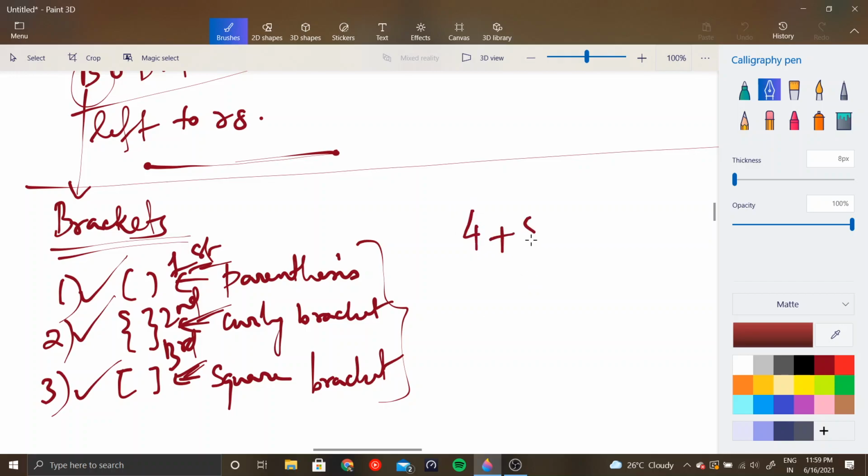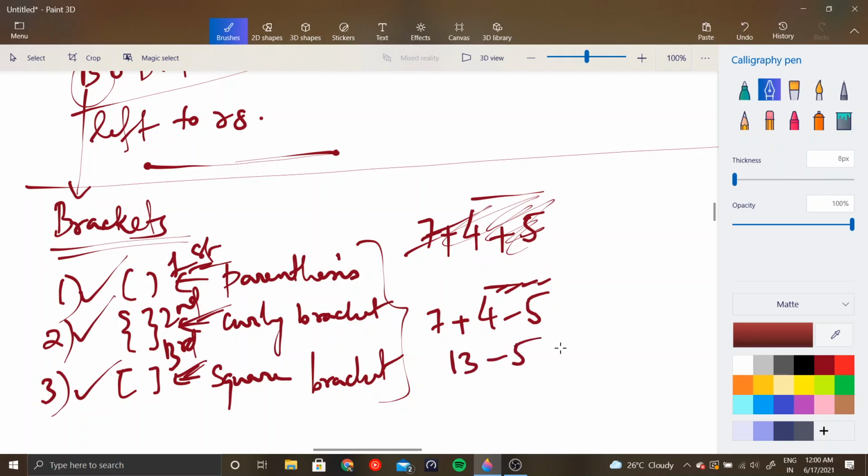Suppose you have a bar. So let us look at this example. What is the computation? You will tell me, if there wasn't a bar, it would basically mean 7 plus 4 is 11, minus 5. Sorry, it is 11 minus 5, and this results in 6, right?